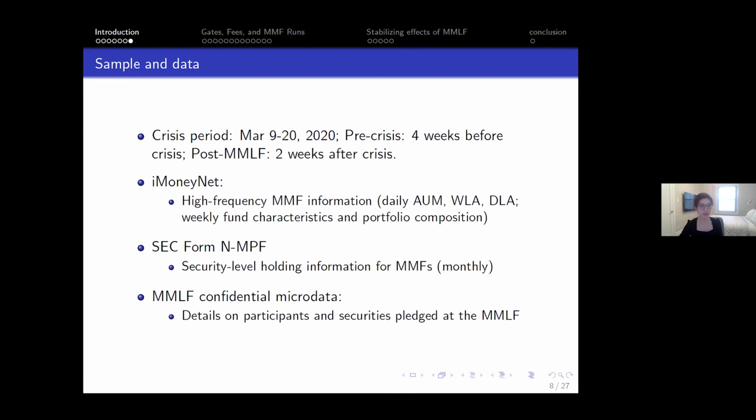And for data sources, we have iMoneyNet, which provides high-frequency money market fund information, including both daily and weekly fund characteristics. And we also have SEC form N-MFP that provides security-level holding information for money market funds. But this information is provided at the end of each month. Finally, we have the confidential supervisory data from the Federal Reserve on MMLF usage. And this provides details on participants and securities pledged at the MMLF.